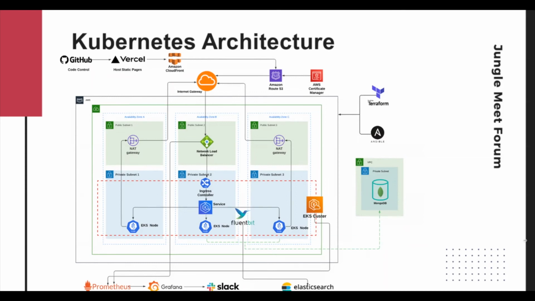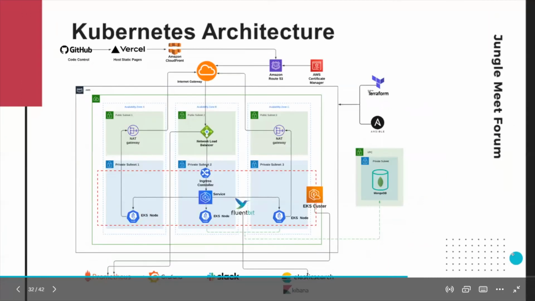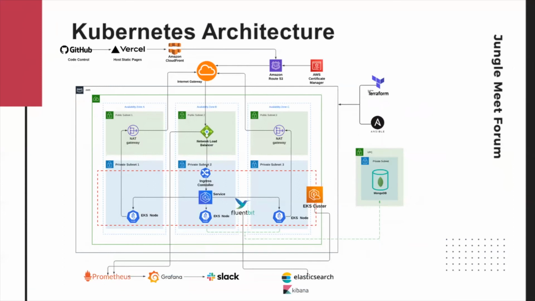And finally, we used Amazon CloudWatch with Fluent Bit, Elasticsearch, and Kibana to manage the logs of the applications and the cluster. Fluent Bit will collect the logs and send them to Elasticsearch. And we use Prometheus and Grafana for monitoring. All of our cloud infrastructure was deployed through Terraform and Ansible YAML scripts to achieve efficiency and consistency. Next slide, please.